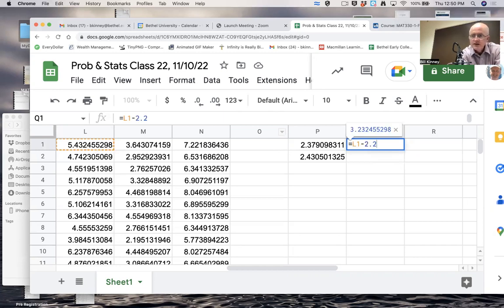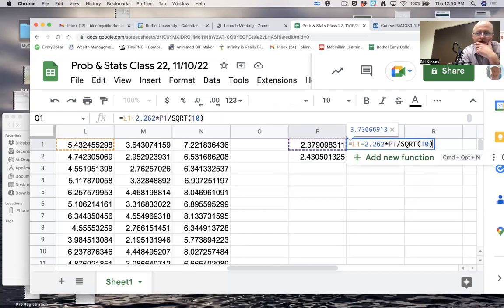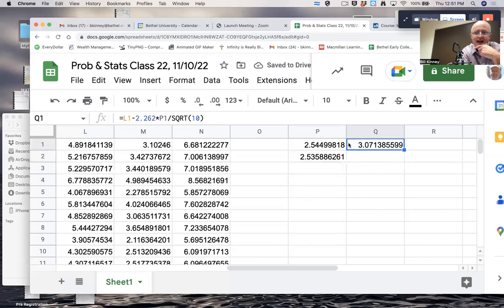Again, T is 2.262. I'm just going to use S from column P, divide by square root of 10. Huh, okay, there I'm getting a bigger number, 3.73 than 3.64. Even though 2.262 is bigger than 1.96, I guess, well, yeah, this S is less than 2.887, significantly enough to make this left endpoint not smaller than this one. I think usually it will be smaller. And in this case, it's smaller. Once I entered it, things changed. It's smaller than that.